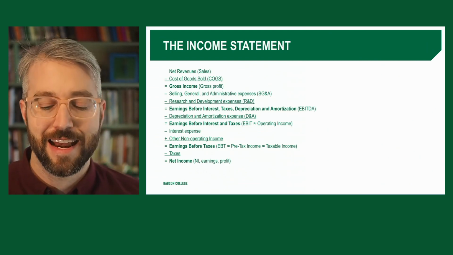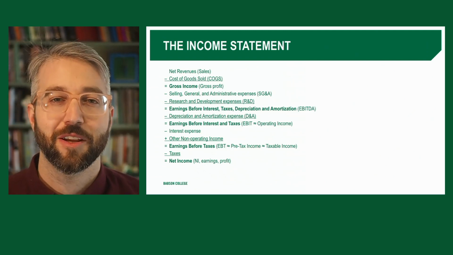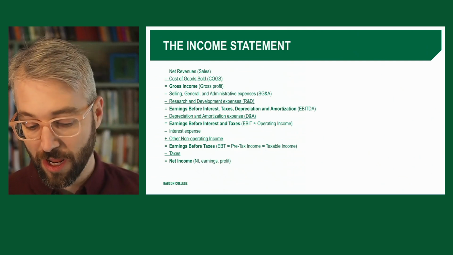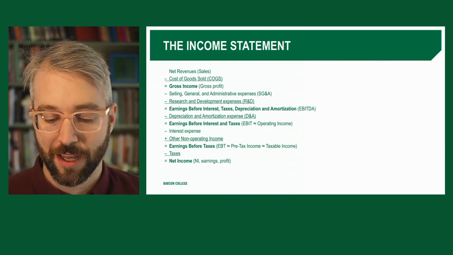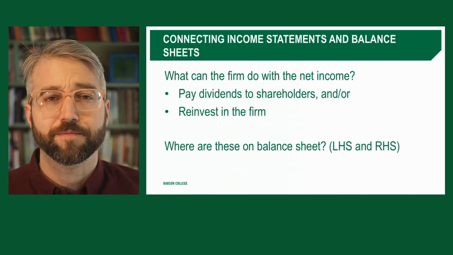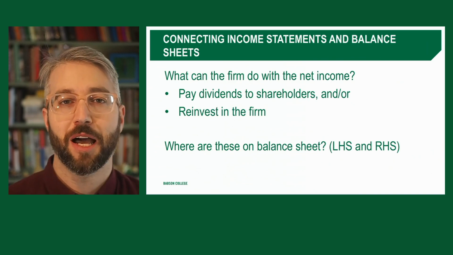So they'll divide that net income number by the number of shares that the firm has outstanding in order to know, well, for each share that they own, how much of that earnings is theirs. And that number is called EPS, or earnings per share. So what can the firm do with those earnings, that net income, that bottom line on the income statement?